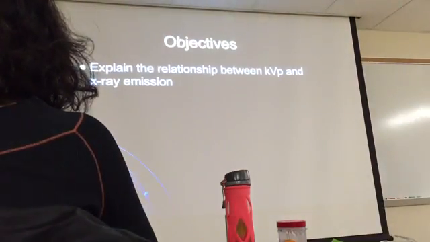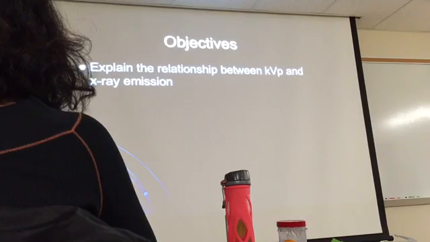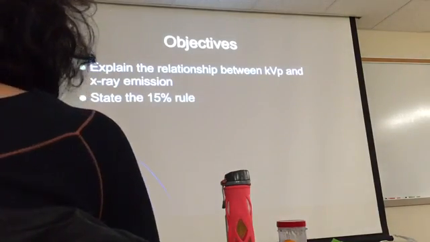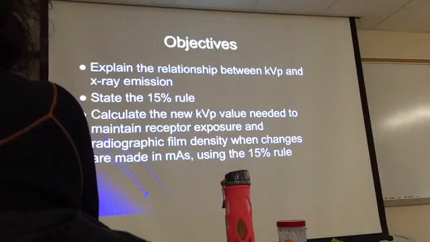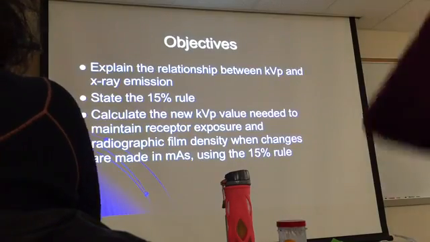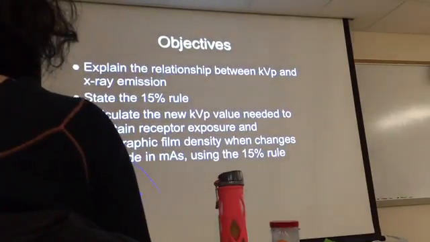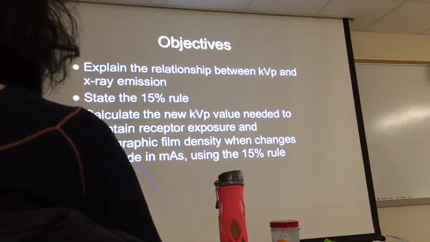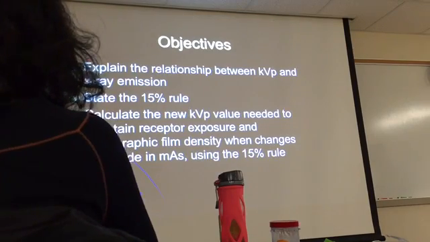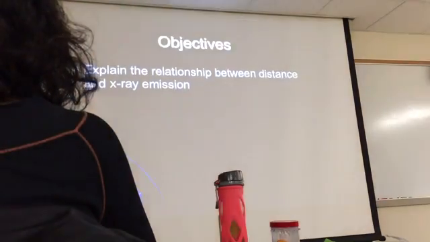Okay. Explain the relationship between KVP and X-ray emission. State the 15% rule, which we talked about already in different sections. Calculate the new KVP value needed to maintain receptor exposure. Okay, and changes using the 15% rule.